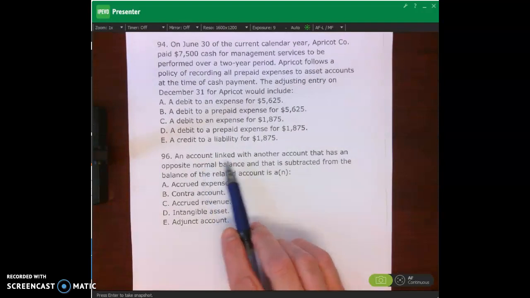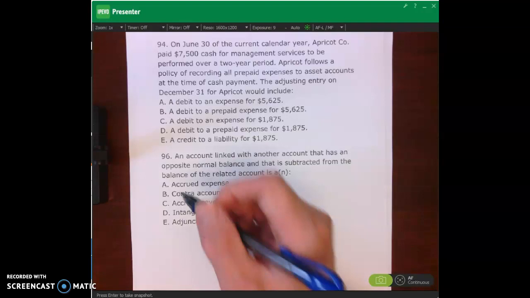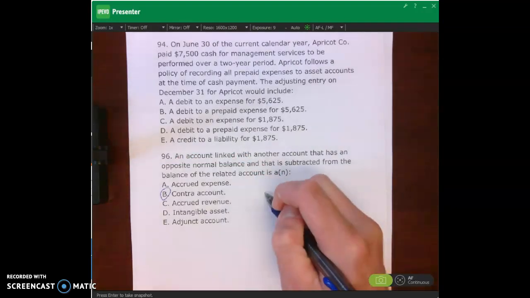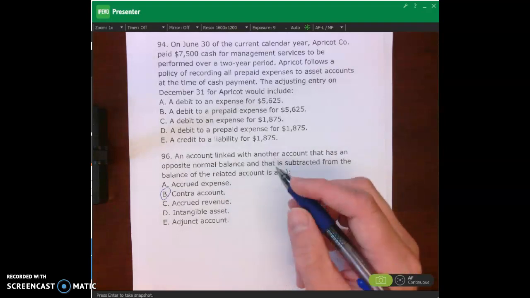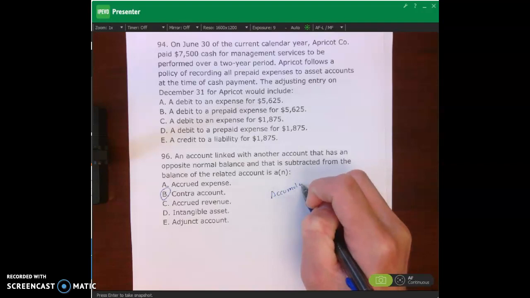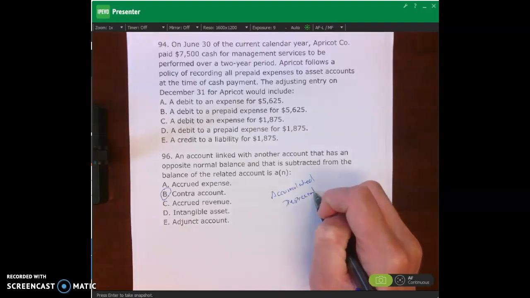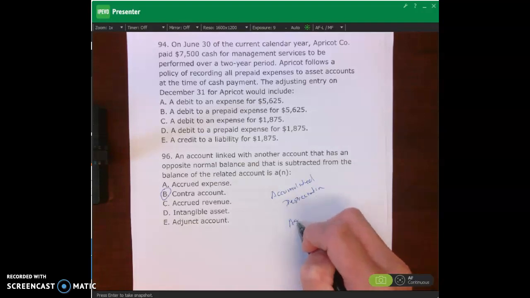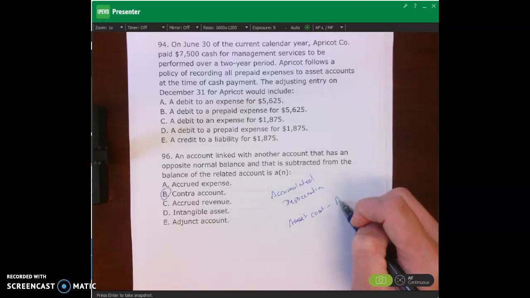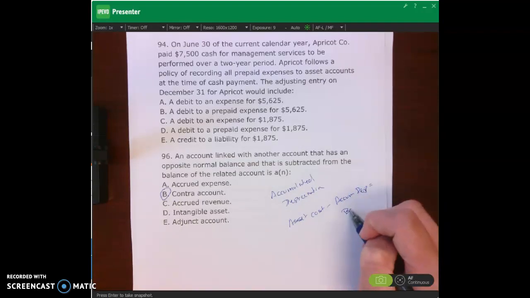It says an account linked with another account that has the opposite normal balance and then subtracted. It's a really long way of saying it's a contra account. So remember the contra asset account? Contra asset account, for example. Remember accumulated depreciation? So remember what we do is we say asset cost minus accumulated depreciation gives book value.